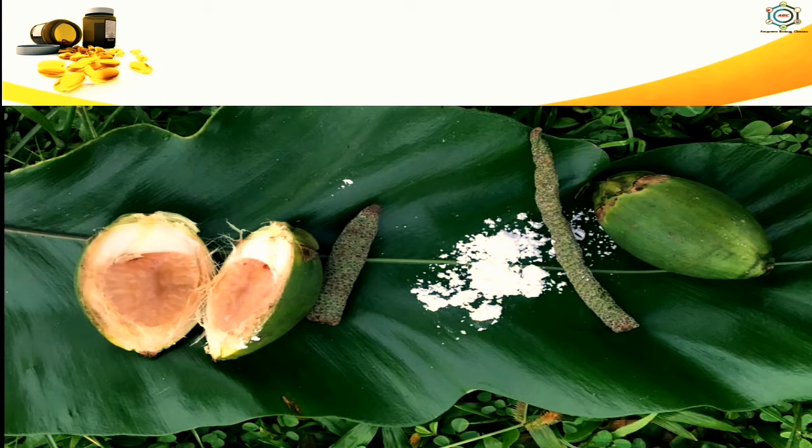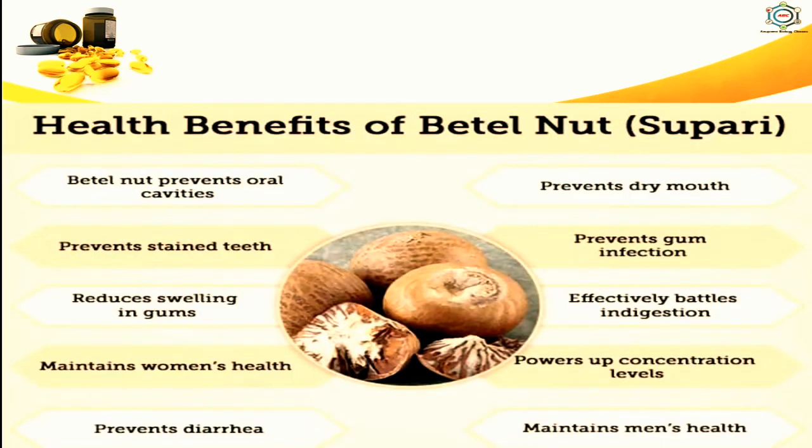It contains an alkaloid arecoline and a red tannin. It is a mild CNS stimulant. It stains teeth and gums red. Now, health benefits of betel nut, that is supari. Betel nut prevents oral cavities, prevents stained teeth, reduces swelling in gums, maintains women's health, prevents diarrhea, prevents dry mouth, prevents gum infection, effectively battles indigestion, powers up concentration level, and maintains men's health also.